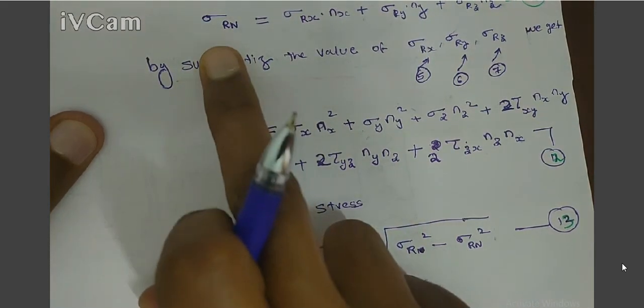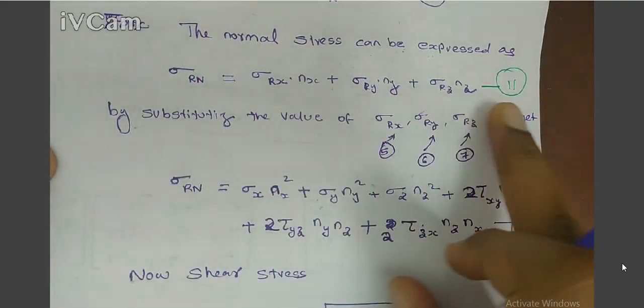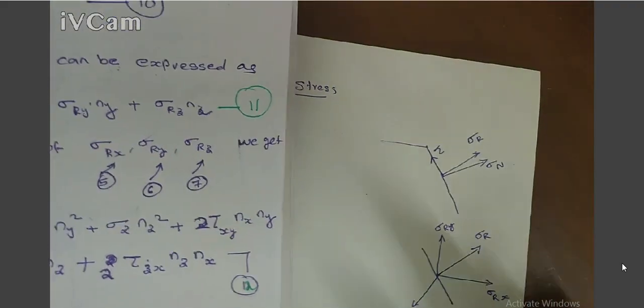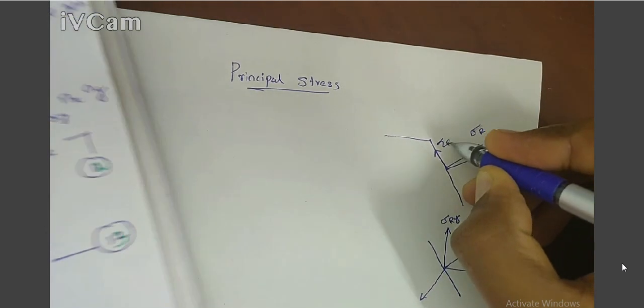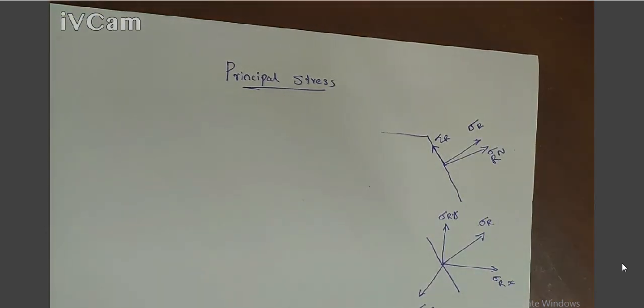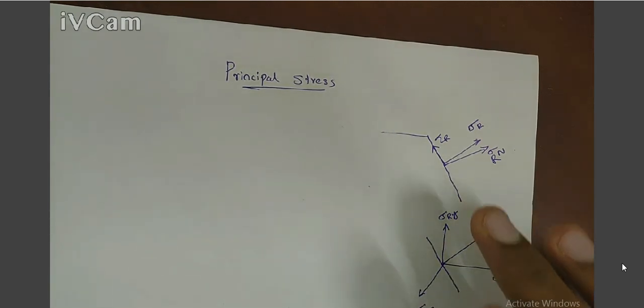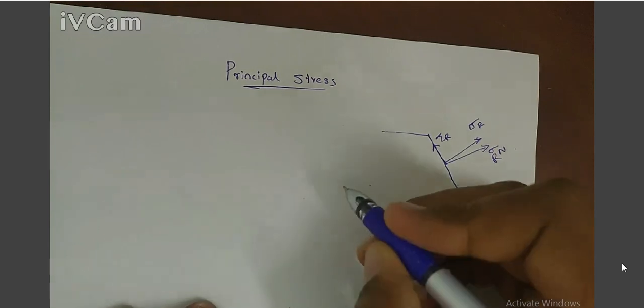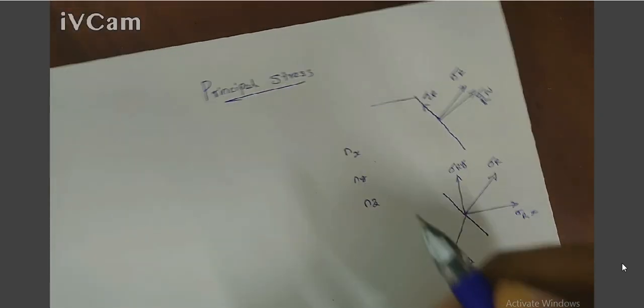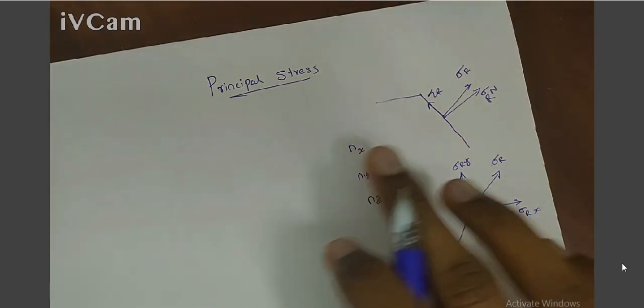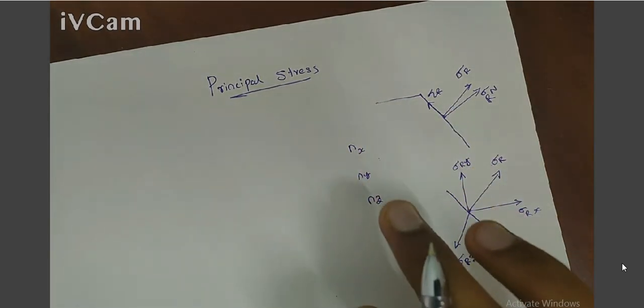Using this formula, we can calculate the normal stress, sigma n. In the same way, the tangential stress, tau, can also be calculated on an arbitrary plane. We can apply this equation for any plane by changing the direction cosines nx, ny, nz. For this plane, the direction cosines may be nx, ny, nz.